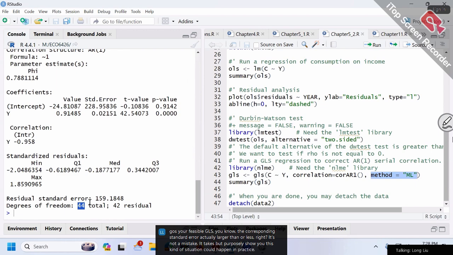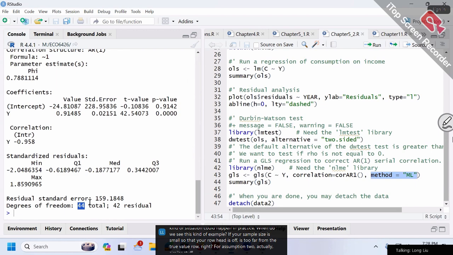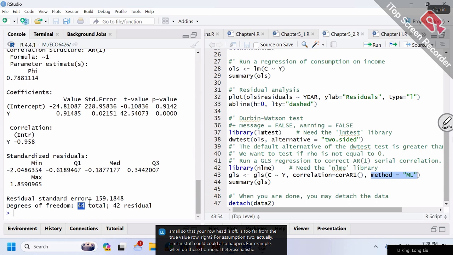When do we see this kind of example? If your sample size is small, so that your rho hat is too far from the true value rho. For assumption two, similar stuff could also happen. For example, with the heteroscedasticity issue, similarly, if your sample size is small, then your sigma i square hat could be far away from the true value sigma i square. So that your feasible GLS will be far away from the true GLS, and could produce a bigger variance than OLS. That's basically the idea.